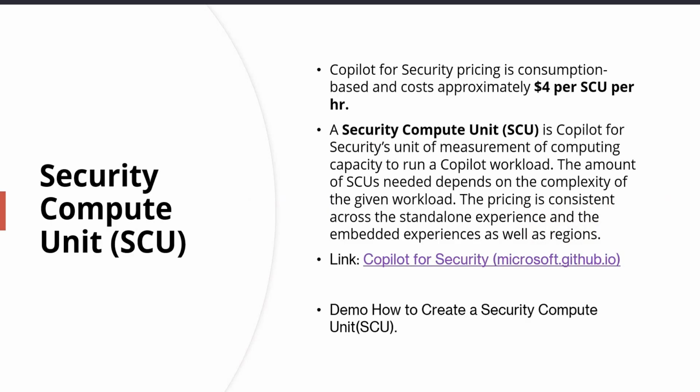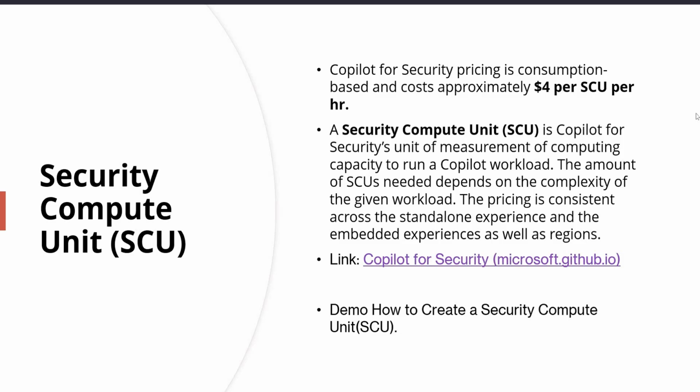So let me take you to my very next slide, which is focusing on security compute, because this is the heart and soul of Copilot for Security, right? Copilot for Security pricing is consumption based and costs approximately $4 per SCU per hour. That means $4 per security capacity unit or compute unit per hour. That's the cost which we need to bear if we plan to spin up this machine, right? A security compute unit is a Copilot for Security unit of measurement of computing. So there should be some compute capacity which is there, right? That SCU is the measurement of compute capacity which Copilot for Security requires to run its Copilot workload. When I say workload, it means processing of promptbooks, whatever analysis we need to do for the incidents; that all comes under the Copilot workload part.